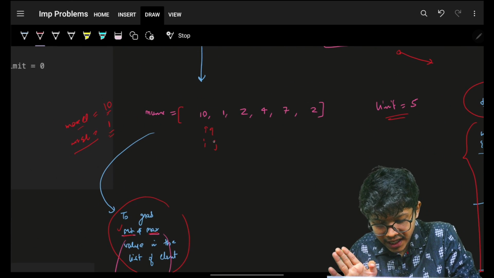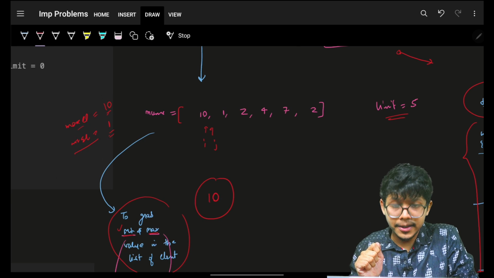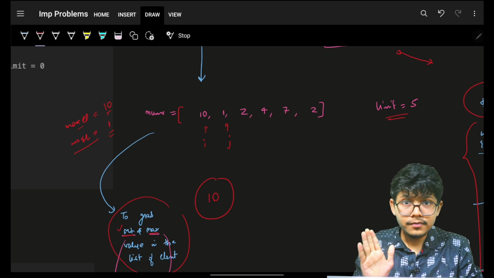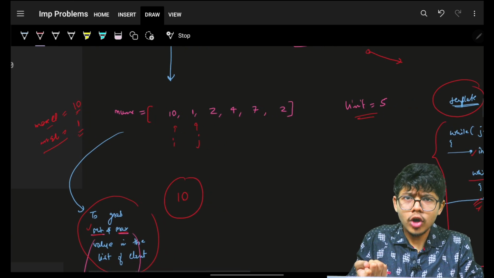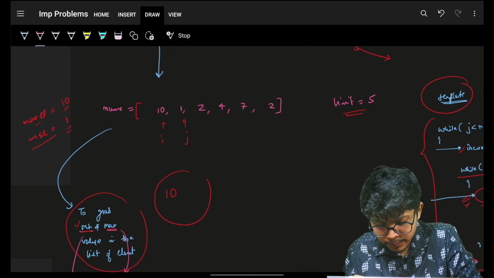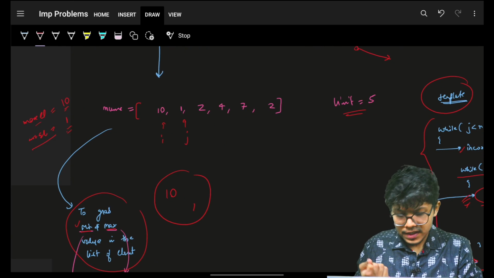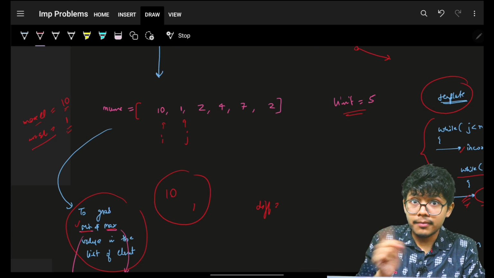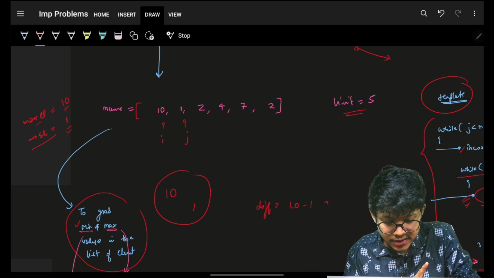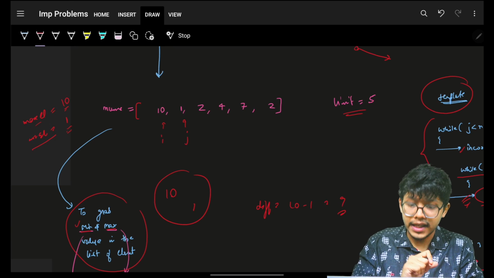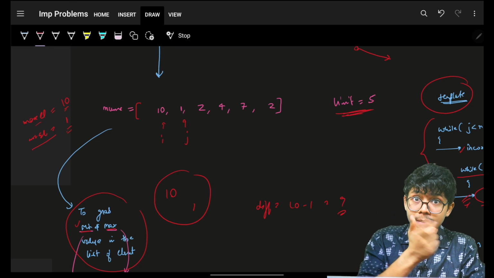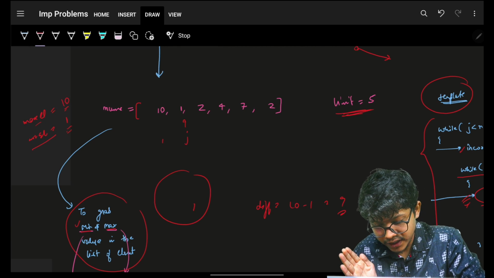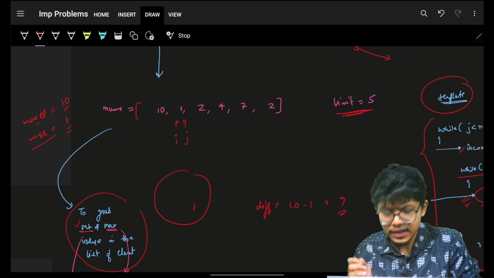How? Initially, I and j are here. The multiset will contain 10. I can simply move my j. As I move my j, I will firstly incorporate the element, so I will put 1 in my multiset. Now I have to find the diff. Diff right now will be max minus min. Max is 10, min is 1, my diff is 9. My limit is 5, so I have to shrink. If I shrink, I have to remove 10. I will remove 10 and shrink my I.